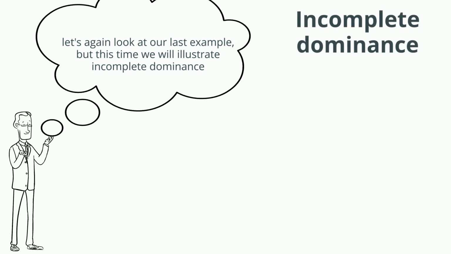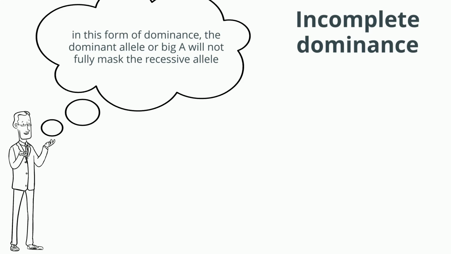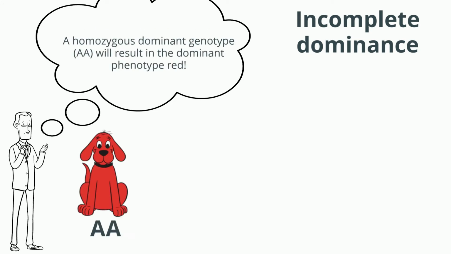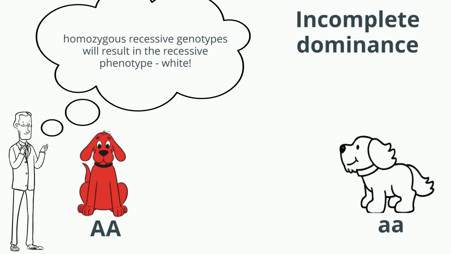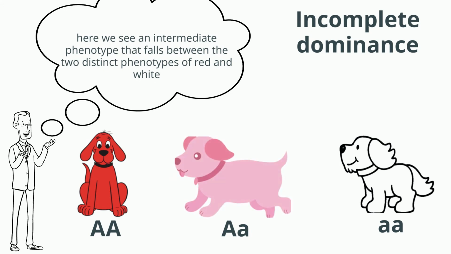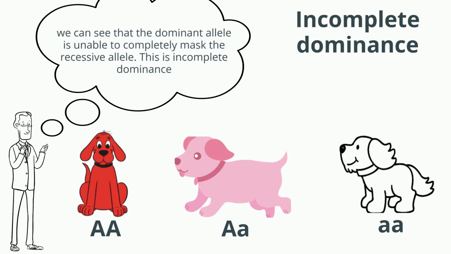Let's again look at our last example, but this time we will illustrate incomplete dominance. In this form of dominance, the dominant allele, or big A, will not fully mask the recessive allele. A homozygous dominant genotype will result in the dominant phenotype red. Homozygous recessive genotypes will result in the recessive phenotype white. It is with the heterozygous individual that we can diagnose incomplete dominance. Here, we see an intermediate phenotype that falls between the two distinct phenotypes of red and white. We can see that the dominant allele is unable to completely mask the recessive allele. This is incomplete dominance.